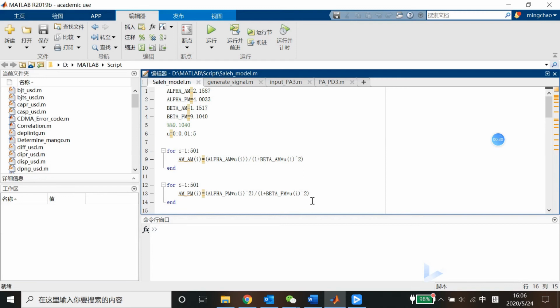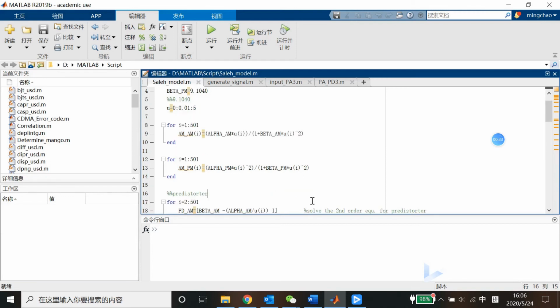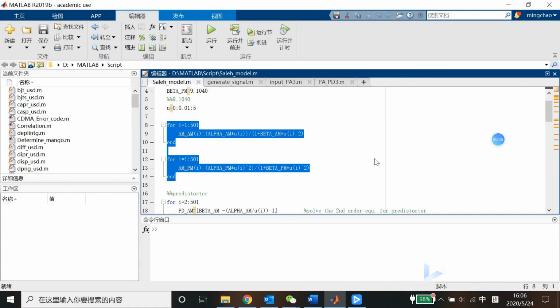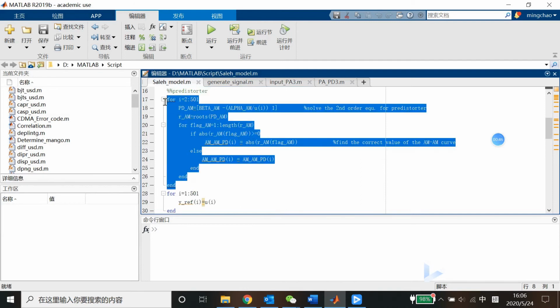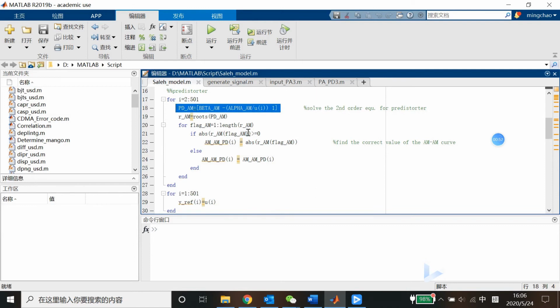So in the first script, we solve the characteristic of the power amplifier by simply putting the equation into MATLAB. And then for the predistorter, we solve the second order equation here. This second order equation represents the characteristic of the predistortion, and it's derived from the power amplifier, because the characteristic of the predistortion is the inverse function of the power amplifier characteristic.